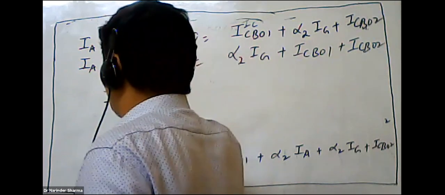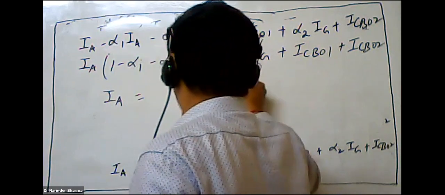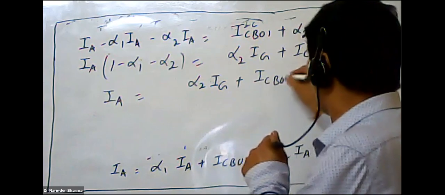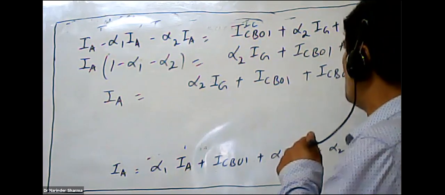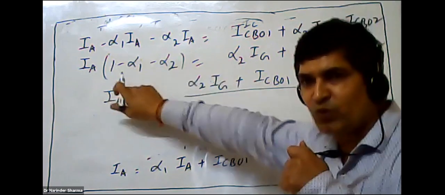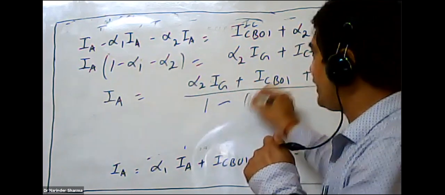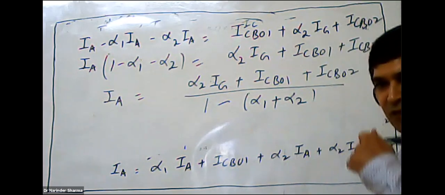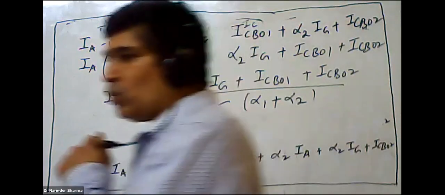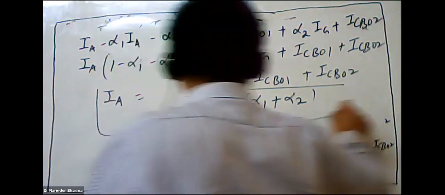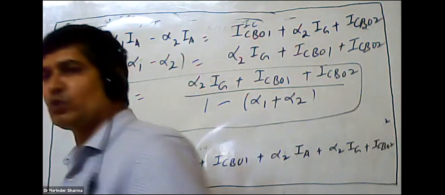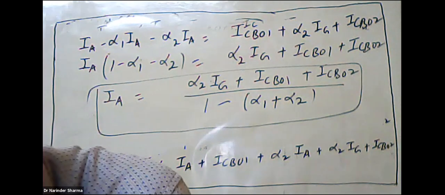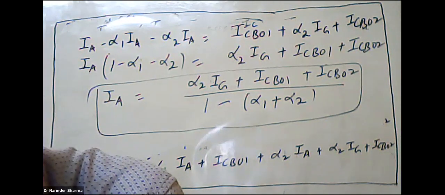From here, you can get the value of IA: IA equals alpha 2 IG plus ICBO1 plus ICBO2, divided by 1 minus, rearranged, minus alpha 1 plus alpha 2, with alpha 1 plus alpha 2 in the bracket. So from the two transistor model, we get the anode current equal to this. In this way, we can find the anode current.